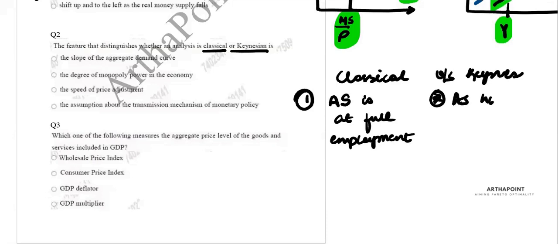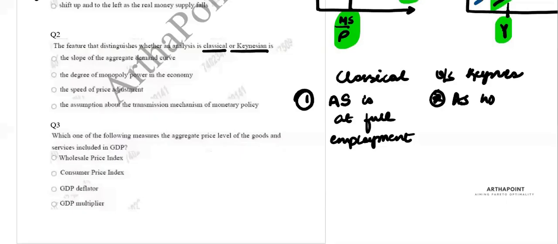So when we talk about the classical versus Keynes model, they talk about how much can be supplied in the economy. They don't talk about what happens to the aggregate demand curve. They don't distinguish themselves based on the AD curve. So this part where we are talking about the slope of the aggregate demand curve, this part is not correct, because they do not disagree on the slope of the aggregate demand curve.